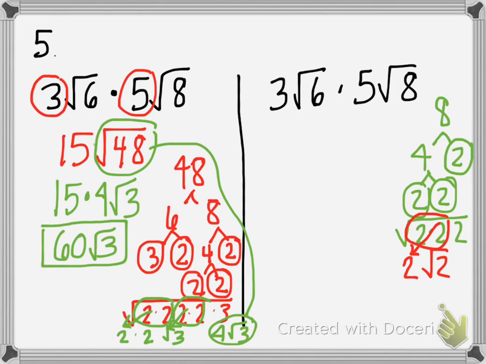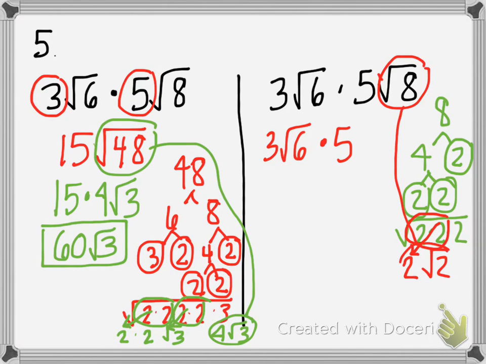So I'm going to rewrite my original product, 3 square root of 6 times 5 root 8, and there's an invisible multiplication symbol in between them when they're stuck together. So instead of root 8, I'm going to replace it with 2 root 2. So 5 times 2 root 2. So I'm actually going to multiply the 5 and 2 now, and that gives me 10. So I have 3 root 6 times 10 root 2.